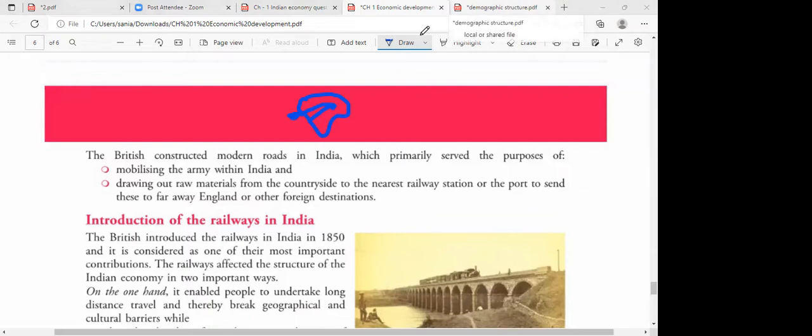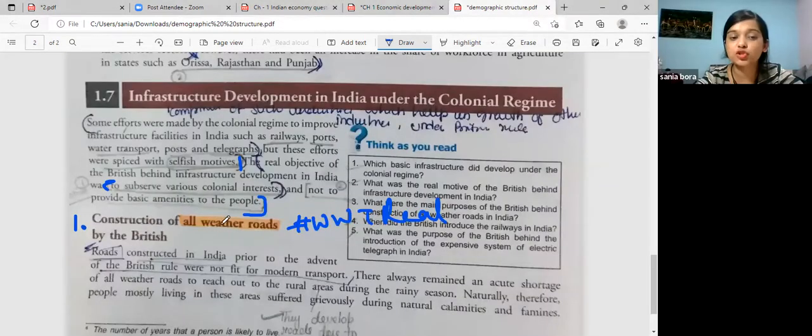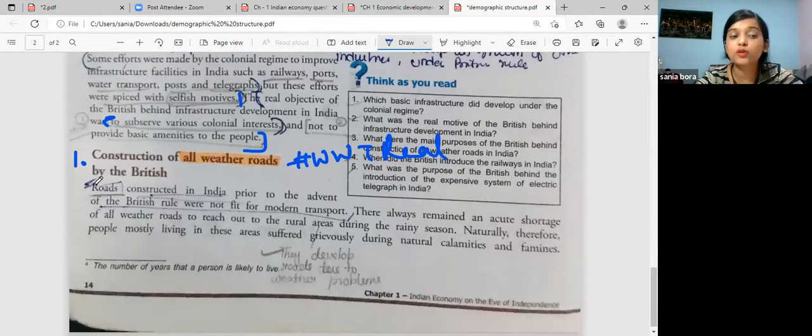Yes, ma'am. Okay, so what you will write first: construction of all weather roads. Roads constructed in India prior to the advent of British rule were not fit for modern transport. Okay, till right here, right? Just write it down. Just write first, construction of all weather roads by the Britishers.